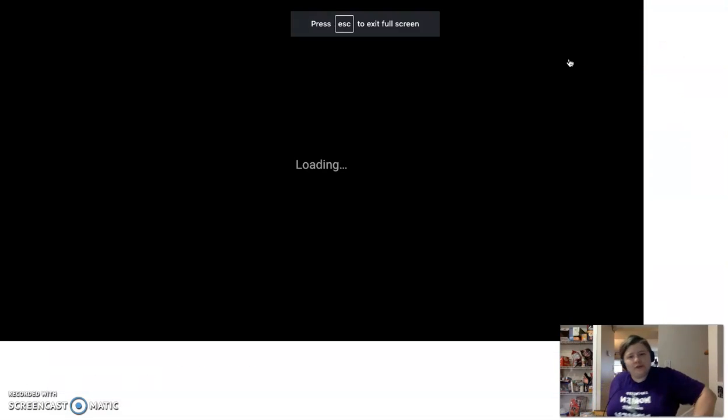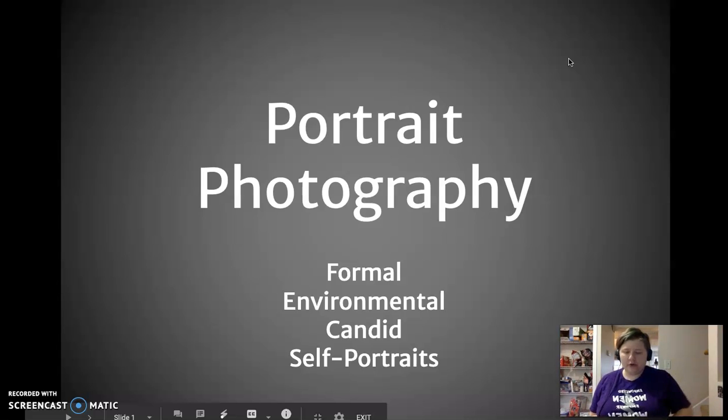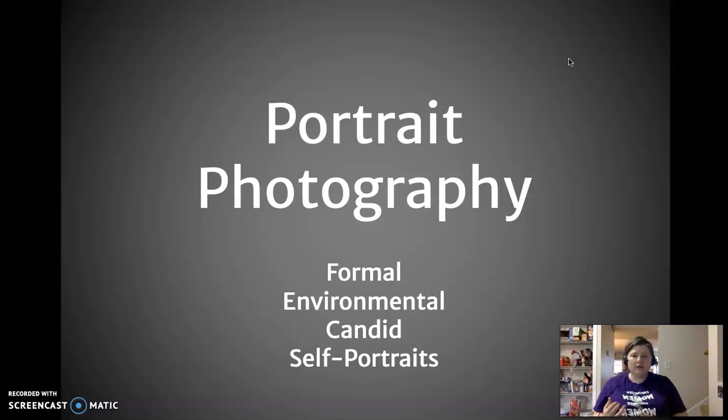Okay, so portrait photography, and we're also going to talk about lighting within the same thing. We are going to talk about four main types of portrait photography: formal, environmental, candid, and self portraits.